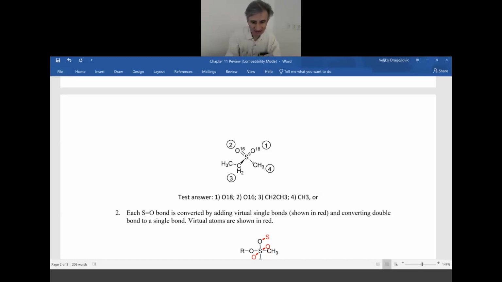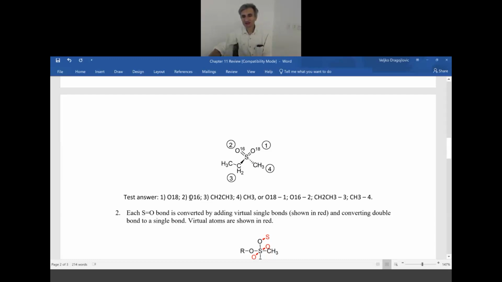Alternatively, you can write it, let's say, oxygen 18-1, priority 1. And then I would use a semicolon. That's the best to understand that there is separation. Then oxygen 16-priority 2. And again, semicolon. Ethyl group, priority 3. And methyl group, priority 4. So those would be 2 test answers that are acceptable.